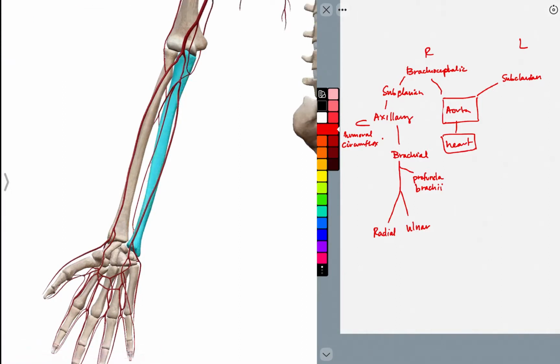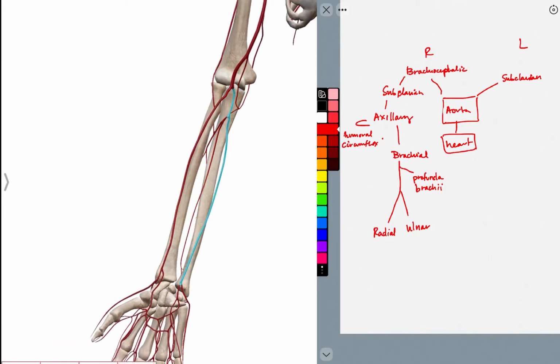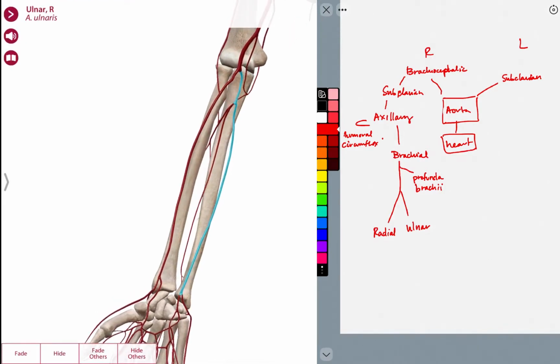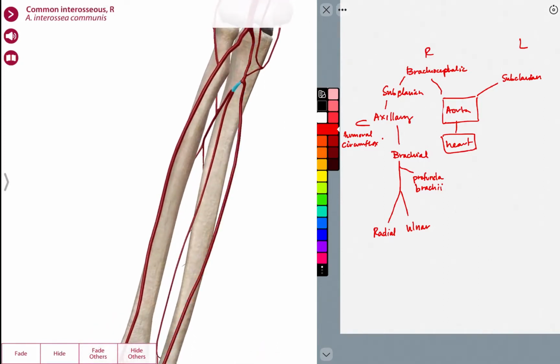So one branch goes down that radius, the other branch goes down the ulna. I can highlight the bone. I can't really highlight the artery today. There we go. The other branch goes down the ulna. And that ulnar branch also has a branch that goes and feeds the interosseous layer. That's the layer between the bones that keeps their distance.